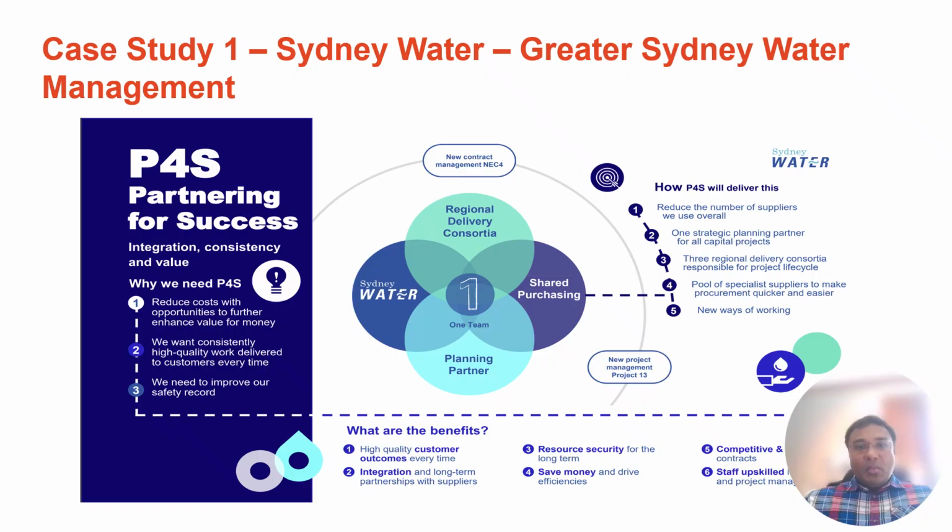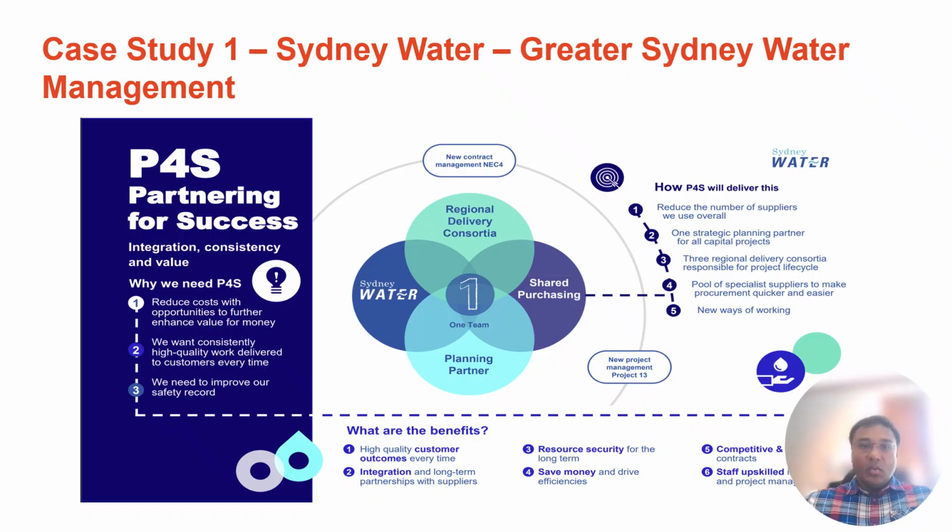Sydney Water manages capital works projects through a model called P4S, which they call Partnering for Success. Sydney Water is Australia's largest water and wastewater service provider, owned by the NSW government. They supply water, wastewater treatment, recycled water, and stormwater services to more than 5 million people in Sydney, the Illawarra region, and the Blue Mountains region as well. With the population expected to increase by probably 2.7 to 3 million by 2036, significant new infrastructure is needed.